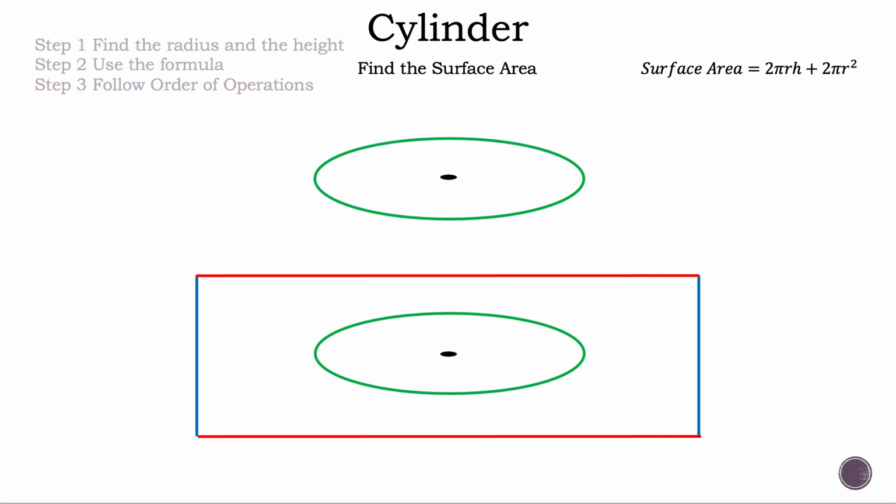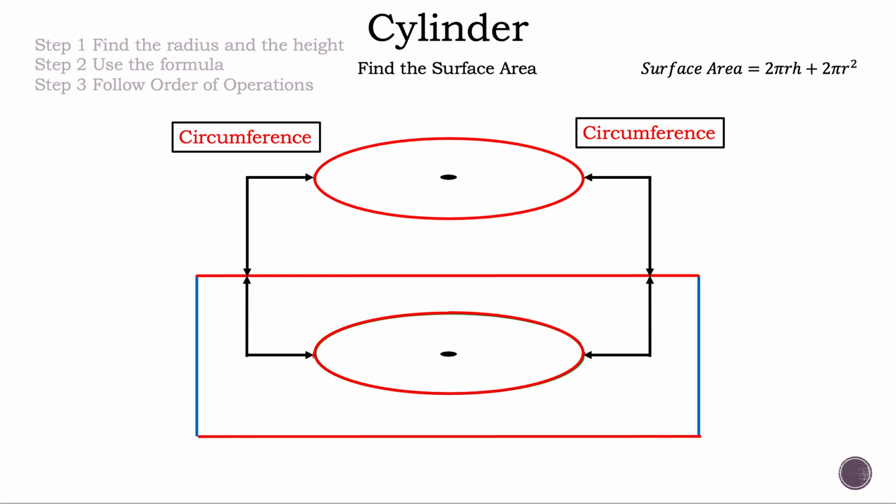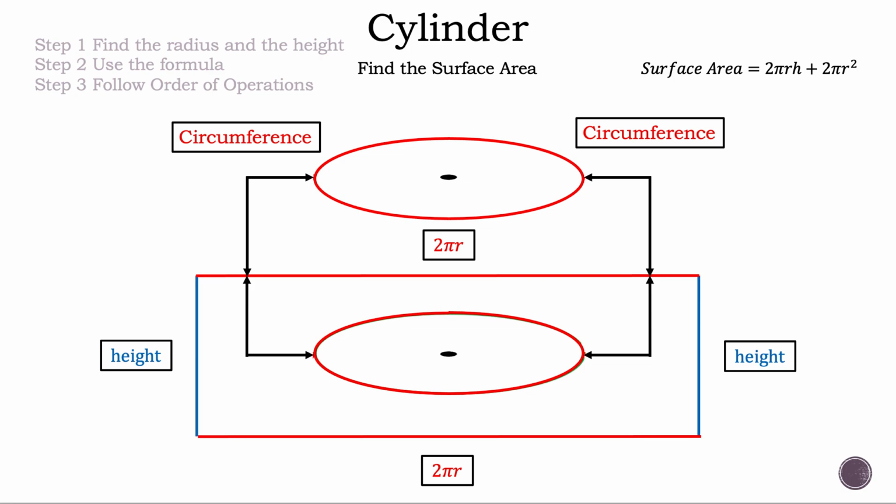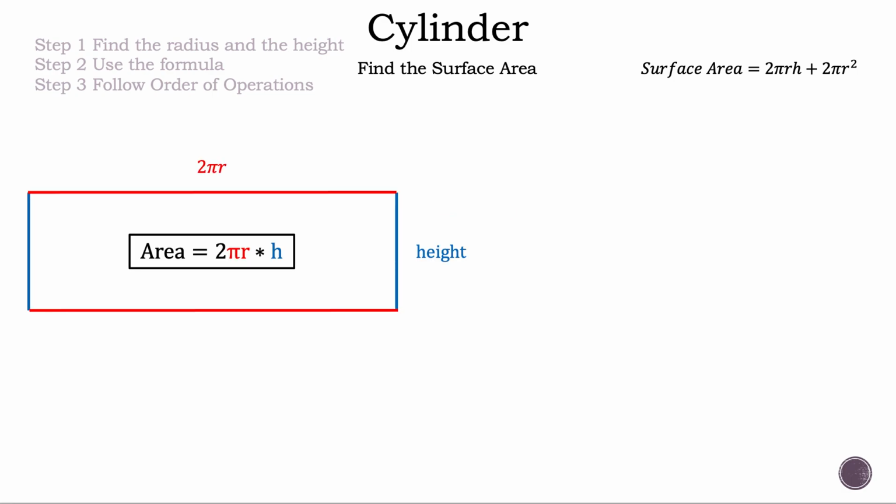And now we're going to color those circles red because they are the same distance as the length of the rectangle, and that distance is the circumference. What is the circumference? That is 2 pi r. Let's not forget about the blue lines, and they represent the height. And now we're going to focus just on the rectangle, which is the surface area between the two bases, or the two circles.